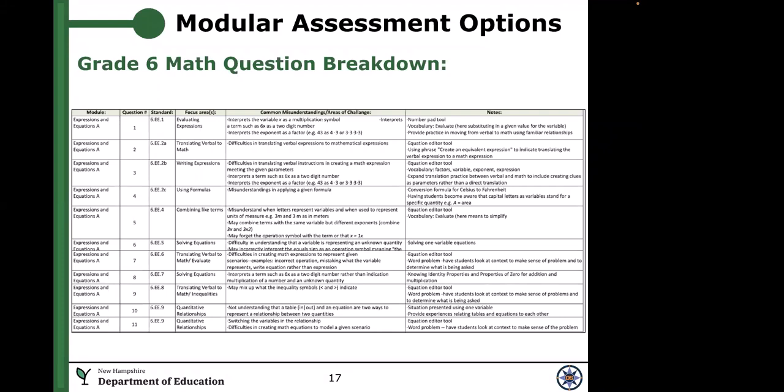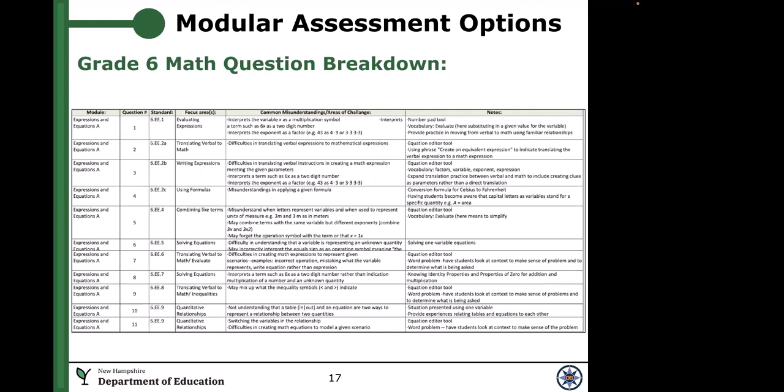So here's what you'll have: for every single modular, she tells you which modular she's talking about, which question it is, she maps it to a standard, she tells you what the focus area is, because for some folks, if you're using formulas, you don't necessarily know it's mapped exactly to this standard. She tells you what the students' challenges or misunderstandings are, and then some notes about what they're doing for that question in the system. It's amazing.